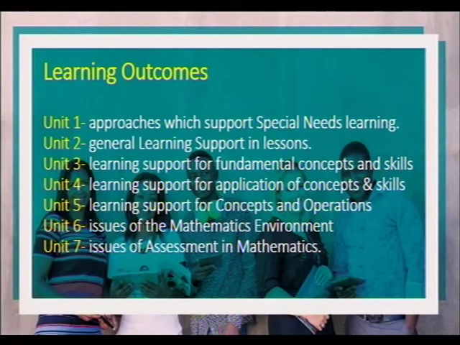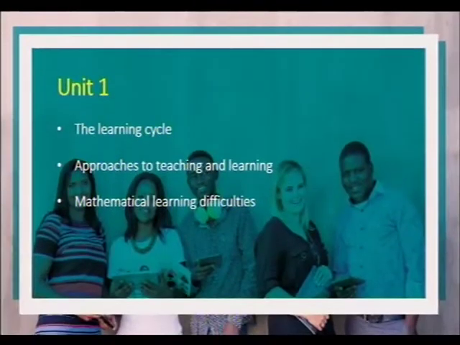We are going to look at each learning outcome separately, and then I would like you to take note of the learning activities I'm going to highlight from each learning outcome. Under Unit 1, we have 3 learning activities: the learning cycle, approaches to teaching and learning, and mathematical learning difficulties. Let's look at the learning cycle.